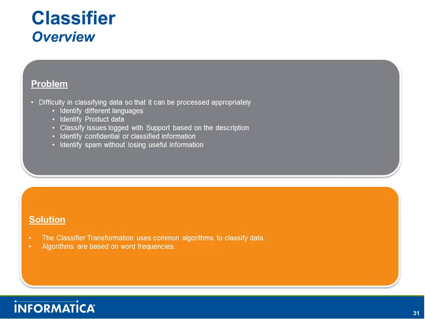So the solution is to use the classifier transformation, which uses common algorithms to classify data. And these algorithms are based on word frequency. So to classify a piece of product data, you don't have to put in every product you're ever going to face. You just need to put in a good representation of those products when you're training a model. And then it will be able to use the algorithms to pick out other models that you haven't actually listed.